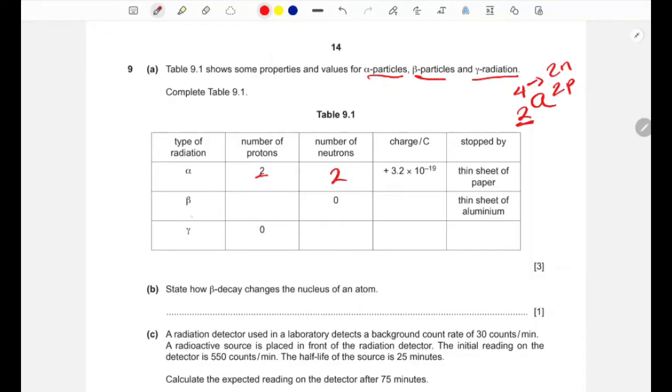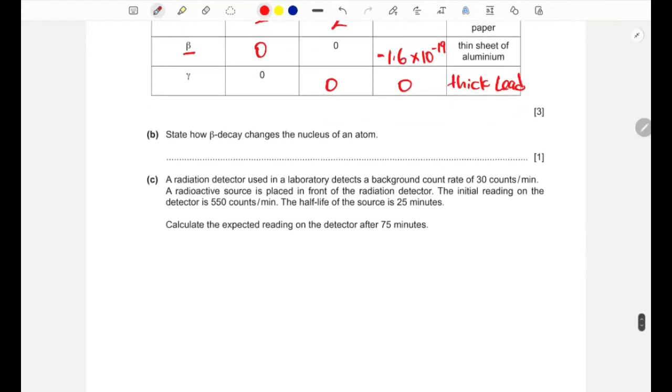For beta particles, beta particles are basically high-speed electrons. So they have 0 protons and 0 neutrons, and their charge is obviously going to be negative because they're high-speed electrons, and it's going to be 1.6 times 10 to the power of minus 19. Gamma rays are radiation, they're not particles, so that means number of neutrons is 0 and charge is also 0, and they have the highest penetration, so they are stopped by thick lead. That's 3 marks right there.